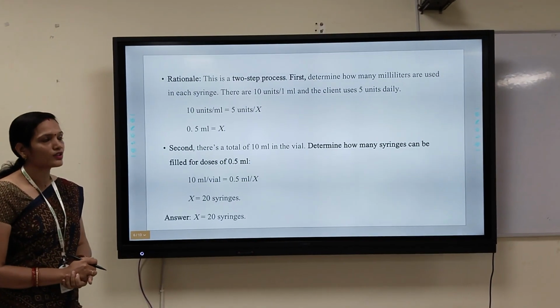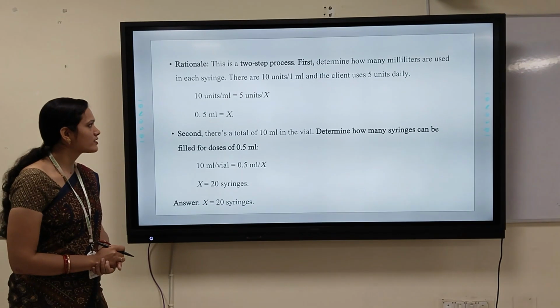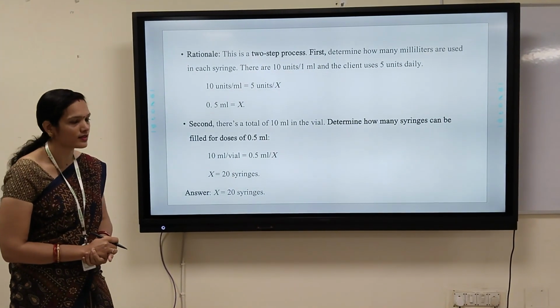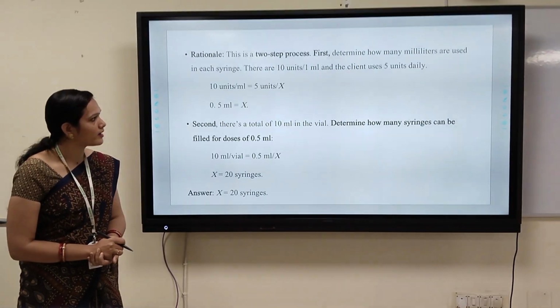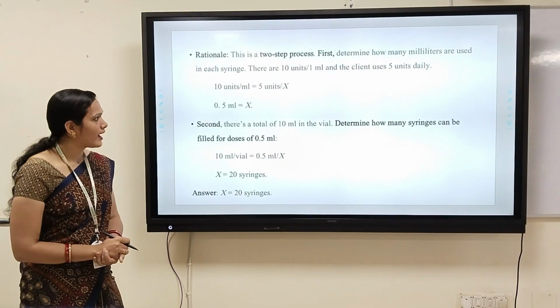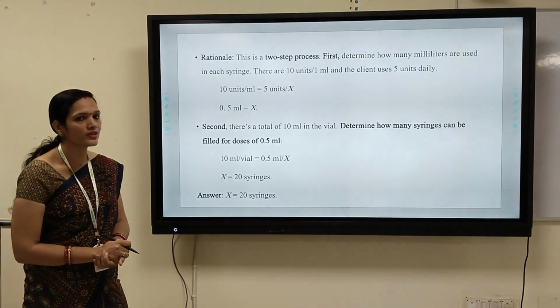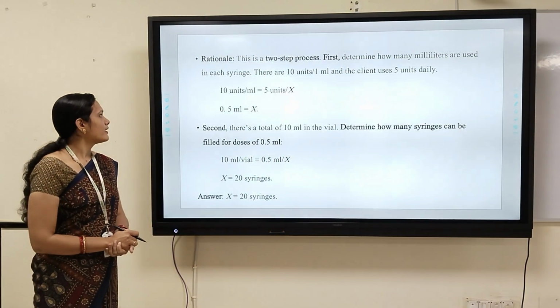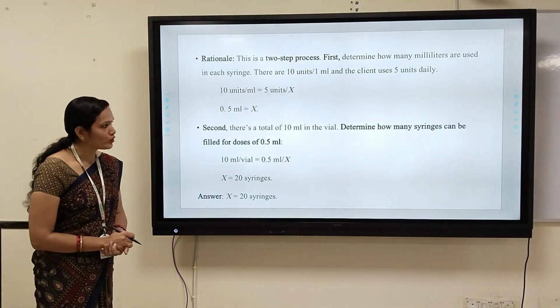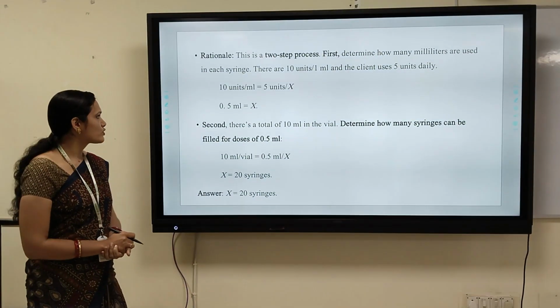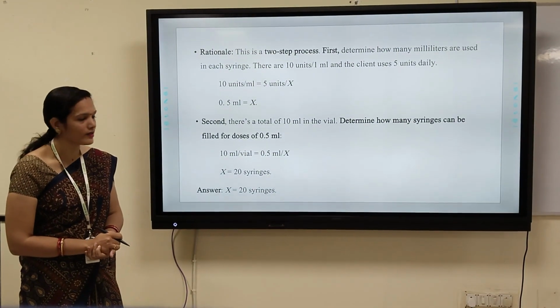As we know, this is a two-step process. First we have to determine how many milliliters are used in each syringe. There are 10 units per 1 ml and the client uses 5 units daily. So 10 units per 1 ml is equal to 5 units per x. So here x is equal to 0.5 ml.